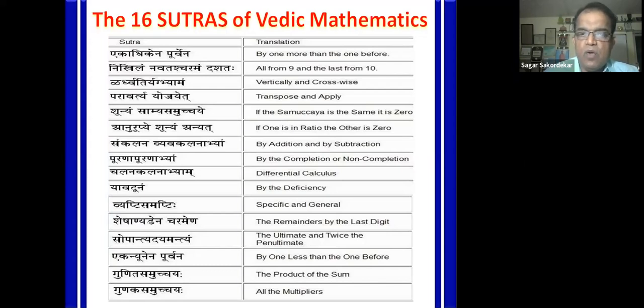Second sutra, all from 9 and last from 10. Third sutra, vertically and crosswise. Fourth, transpose and apply. And so on. In total, there are 16 main sutras.